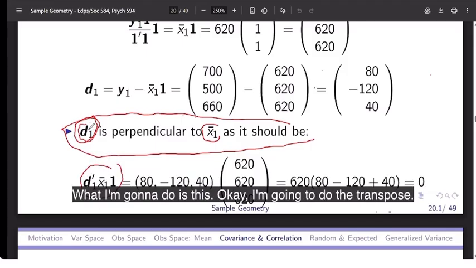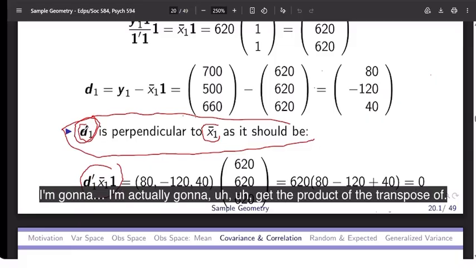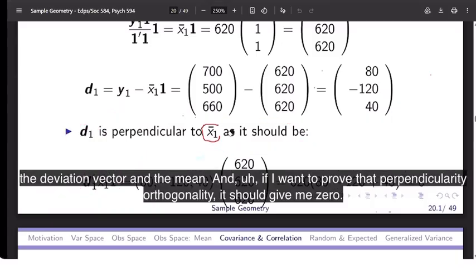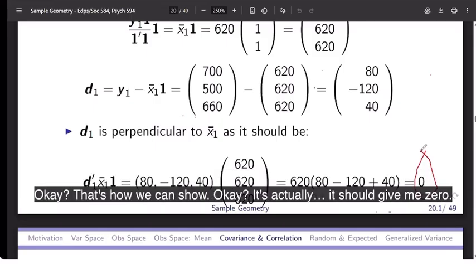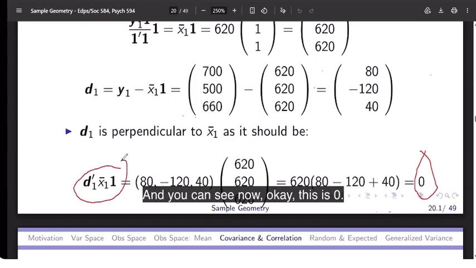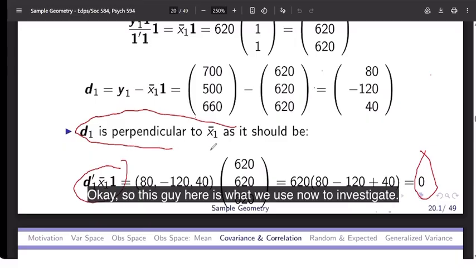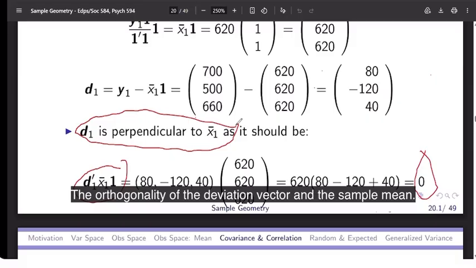I'm actually going to get the product of the transpose of the deviation vector and the mean. If I want to prove that perpendicularity or orthogonality, it should give me zero. Okay, that's how we can show. It should give me zero, and you can see now, this is zero. So this is what we use to investigate the orthogonality of the deviation vector and the sample mean. Is there any question before I move to the next slide?